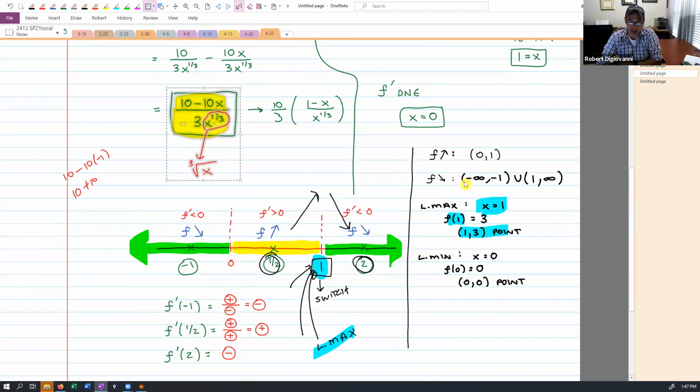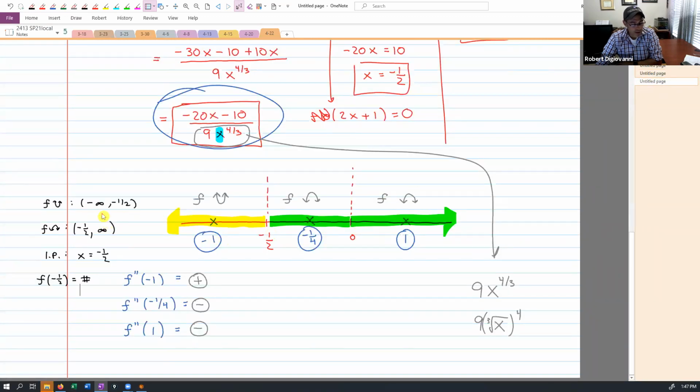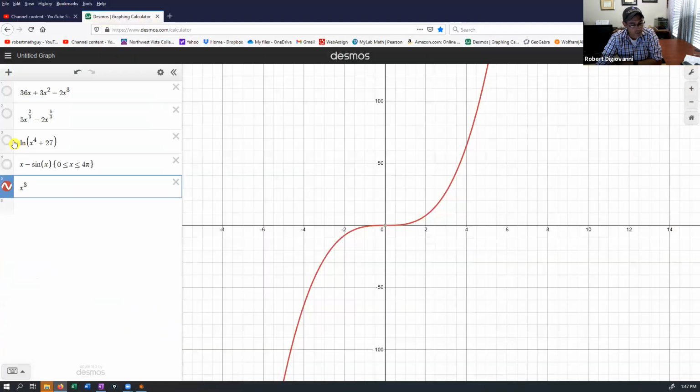So when we draw this graph, back from last class, it should be increasing from 0 to 1 and decreasing everywhere else. We have a local max at (1, 3) and a local min at (0, 0). Then we should have concave up to the left of -1/2, and concave down to the right. And we should have an inflection point at -1/2. Here it comes.